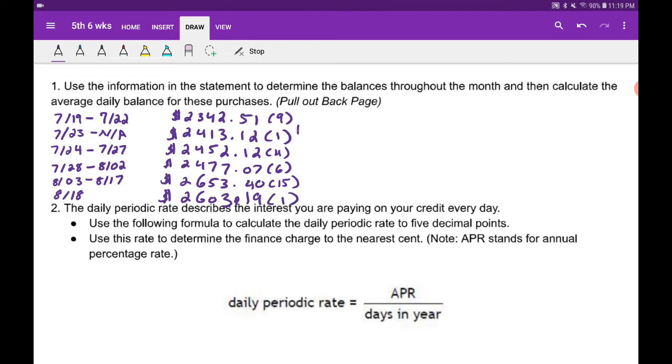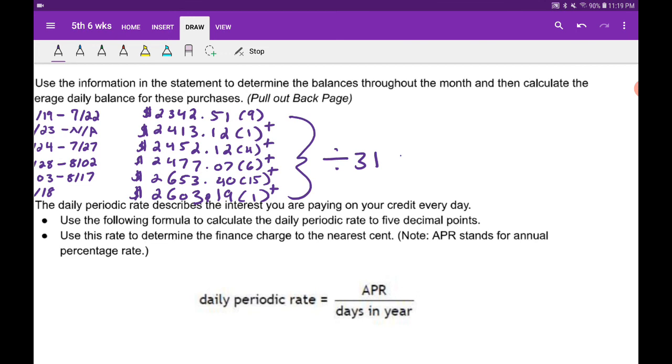So basically what we're going to do is we're going to add up all this in a series. All right, so 2,342.51 times 9 plus 2,413.12 times 1. And basically what these 9, 1, 4, 3, 6, 15, 1, these number of days is our weights to those things. So we already did weighted averages at the beginning of the year, and these weights are what's going to give us our average. So once we multiply and add these things in a series, we're going to divide it by the number of days, which is 31. That's our days in the cycle.